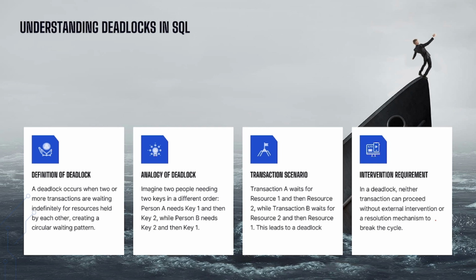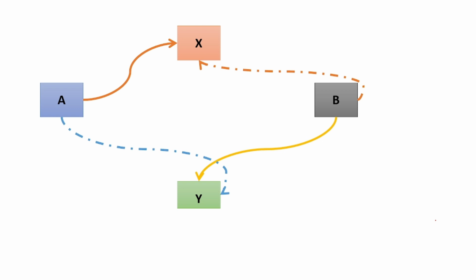So a deadlock is a specific and particularly problematic type of blocking scenario. It occurs when two or more transactions are stuck in a circular waiting pattern. Let's revisit our train analogy. Imagine two trains approaching an intersection. Train A needs to cross the intersection, but it is blocked by train B, which is also on a track. At the same time, train B needs to cross the intersection, but it is blocked by train A. Neither train can move, and they are stuck in a deadlock.